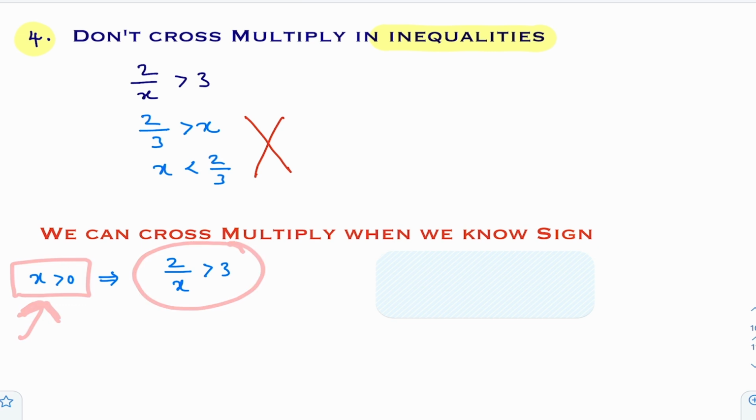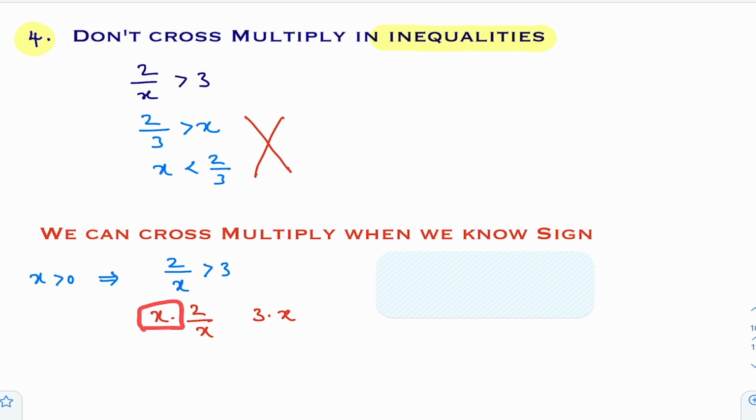How? I'll multiply. I am not cross multiplying. Try to understand. I'll multiply with x on both sides: x into 2 by x greater than 3 into x. Now, x is positive. As x is positive, you know from rule number 2 that for an inequality, if we multiply with the same positive real number on both sides, the sign of the inequality remains the same. That means greater than remains greater than.